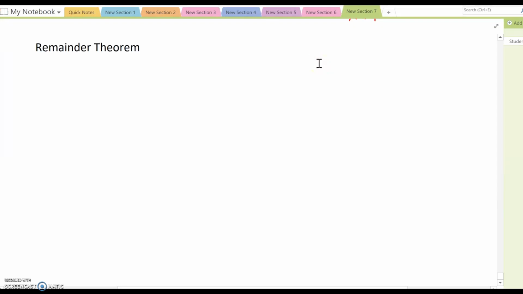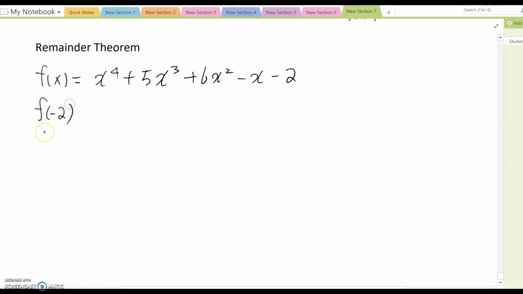Okay, so next one is the remainder theorem here. So let's say given f(x) equal to x fourth plus 5x cubed plus 6x squared minus x minus 2. Now, what if we plug negative 2 into this function here?